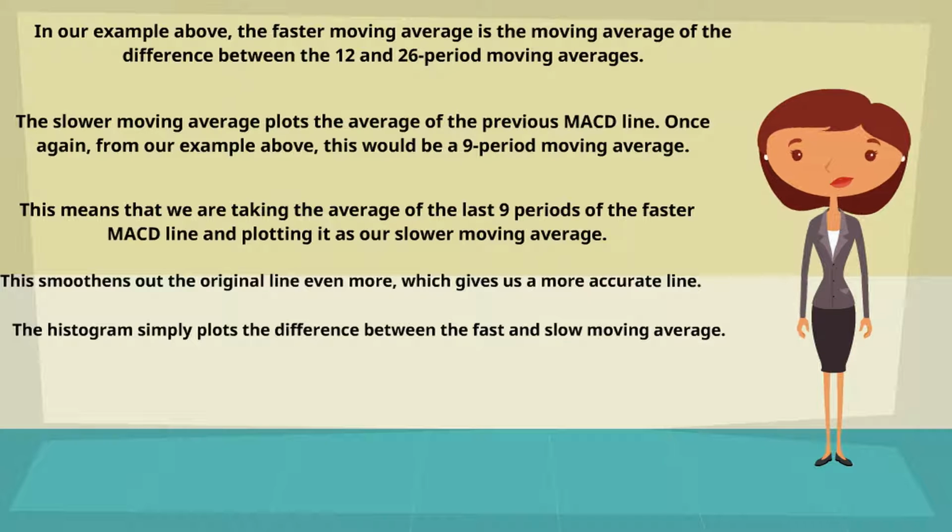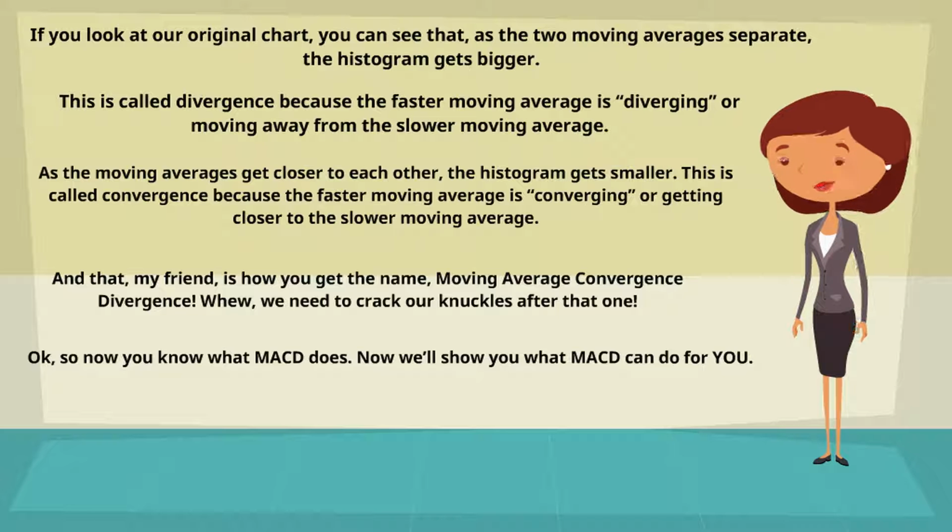In our example above, the faster moving average is the moving average of the difference between the 12 and 26 period moving averages. The slower moving average plots the average of the previous MACD line. Once again, from our example above, this would be a 9-period moving average. This means that we are taking the average of the last 9 periods of the faster MACD line and plotting it as our slower moving average. This smoothens out the original line even more, which gives us a more accurate line. The histogram simply plots the difference between the fast and slow moving average. If you look at our original chart, you can see that, as the 2 moving averages separate, the histogram gets bigger.